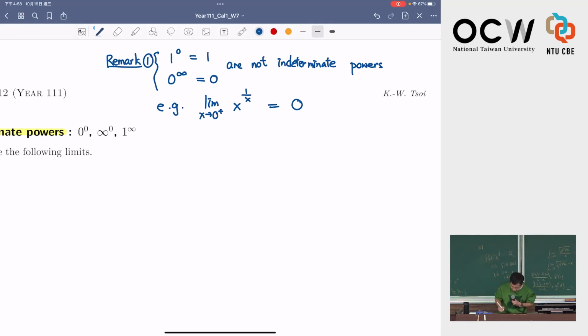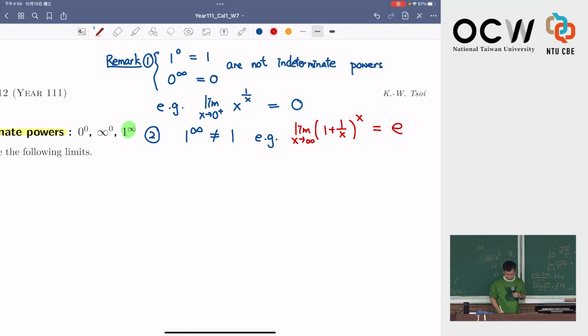Okay, remark number 1. Remark number 2 is related to this guy, 1 to the infinity. I think you know what I want to write. 1 to the infinity is not necessarily 1. Because, for example, we have learned a famous limit, the limit of 1 plus 1 over x to the power x, as x goes to infinity, equals the number e, which is not 1.